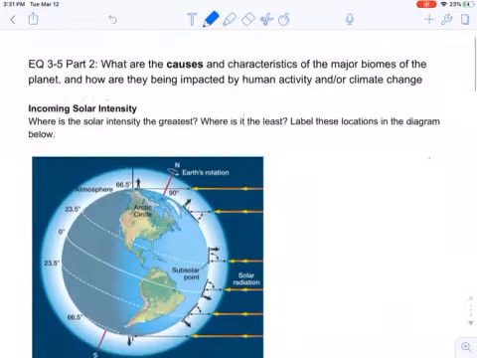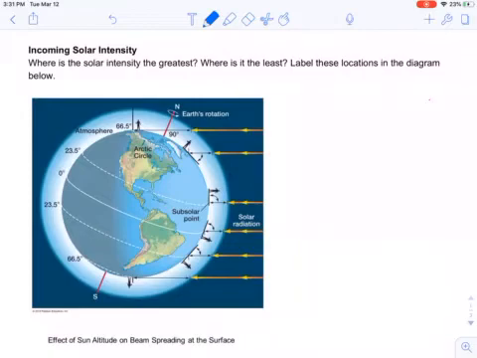So the first is incoming solar intensity. Where is the solar intensity the greatest? Where is it the least? Label these locations in the diagram. The solar intensity is going to be greatest wherever the sun rays are coming in most perpendicular to the surface of the Earth. And we see that happening here. So this is going to be most intense.